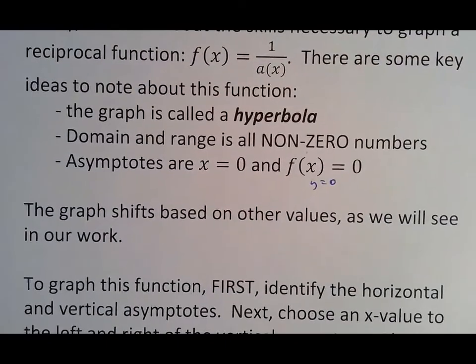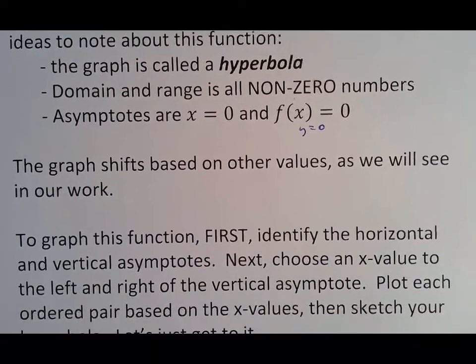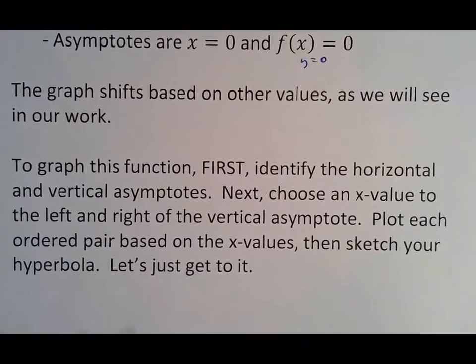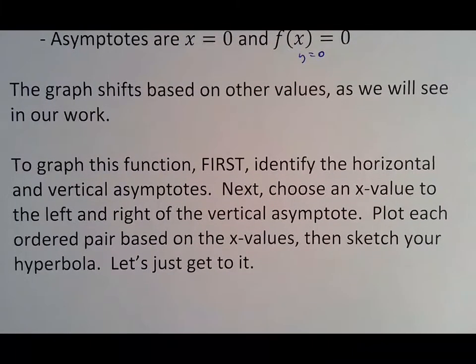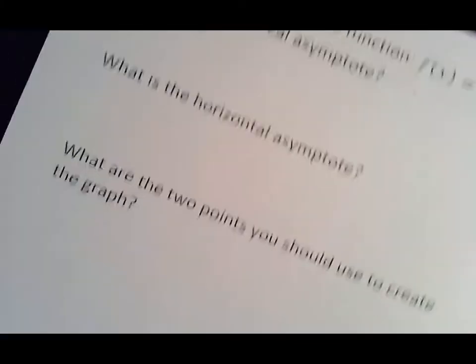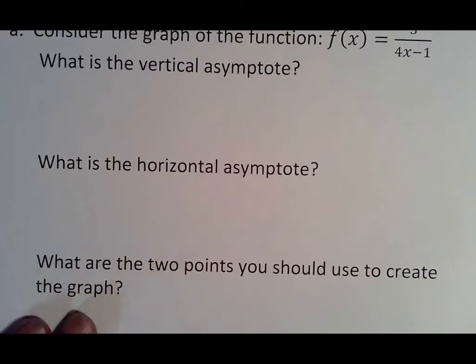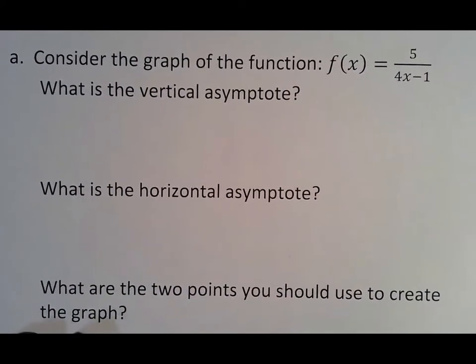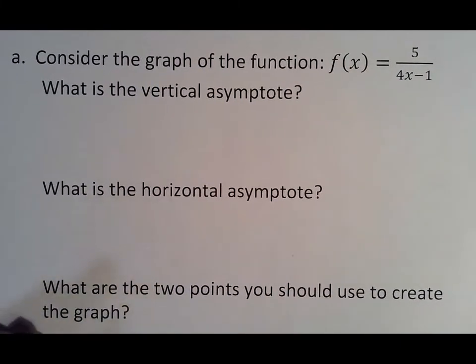The graph shifts based on other values, as we'll see in our work, but pretty much the general idea before we get to it is to graph the function. Here's your steps. 1. Identify the horizontal and vertical asymptotes. 2. Choose an x value to the left and right of the vertical asymptote. 3. Plot the ordered pair based on those x values and sketch your hyperbola. So, I mean, there's really nothing to it. This is actually a decently quick video, which is different than what we did last week, but just make sure you get the concept, because if you don't, it's going to be an issue there.